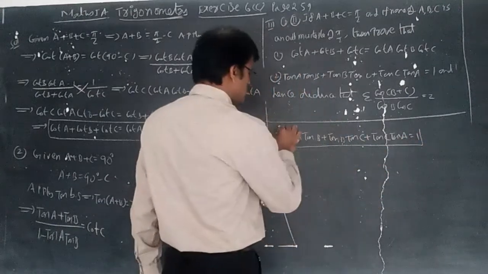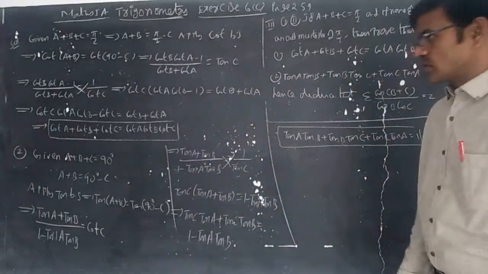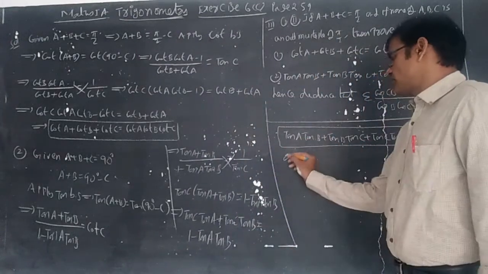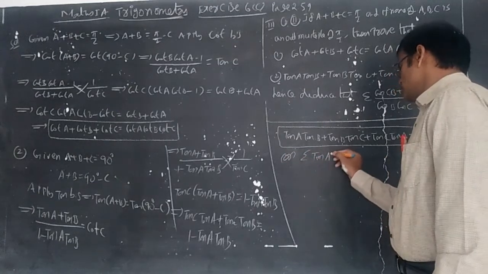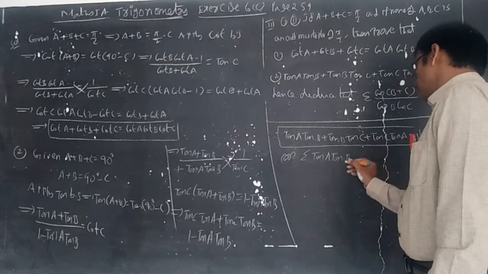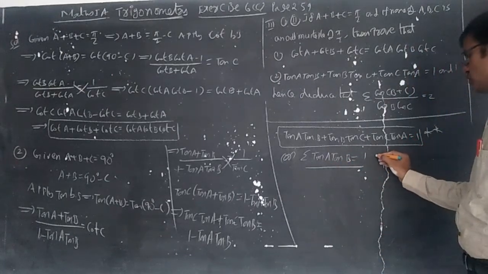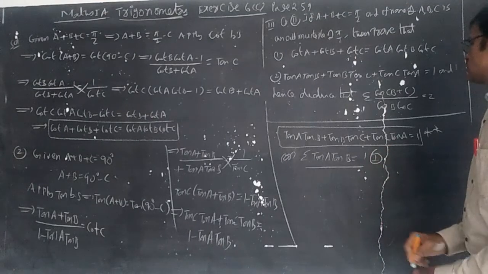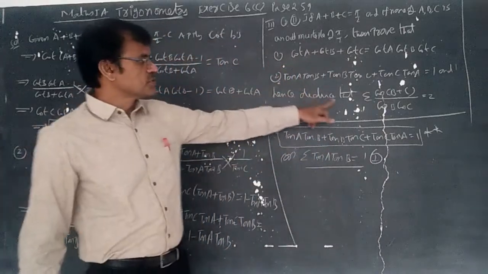Put a box here and put a star mark here. This is useful. Directly I will write these formulae in objective, or you can write sigma tan a into tan b is equal to 1. Sigma tan a into tan b is equal to 1. Put Roman number 1. That is equation 1. Using this one, you have to deduce the question.